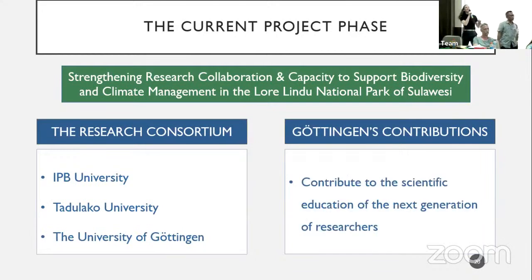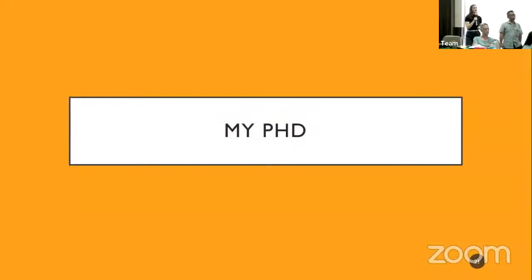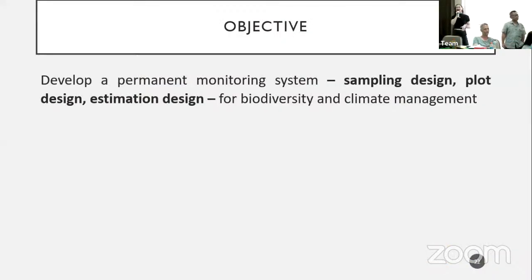Okay. Great. And now here we are. This is our project. I think most of what is up here you've heard plenty of times today. So I think we can just go to the next, please. So we're at my PhD. The objective of my PhD is to develop a permanent monitoring system. So remember, sampling design, plot design, estimation design for biodiversity and climate.